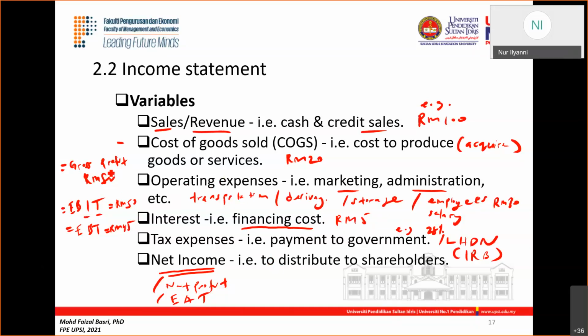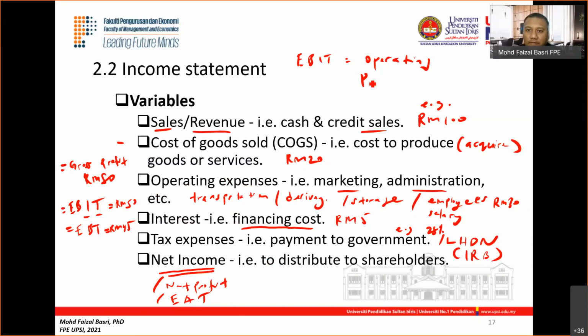From gross profit, you minus operating expenses, you get EBIT, earning before interest and taxes, or sometimes known as operating profit. Don't get confused. After we have EBIT or operating profit, we minus interest, then we get EBT, earning before tax, and then we pay tax, then we get net income, or sometimes known as net profit, or also known as earning after tax. Earlier we had earning before tax, now we have earning after tax.